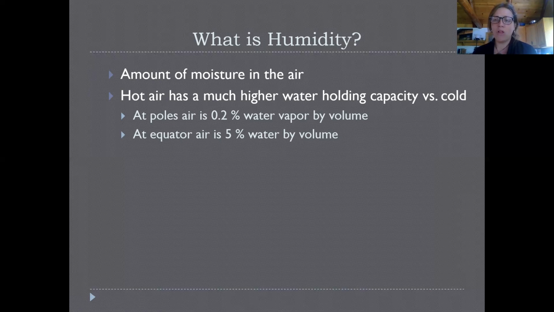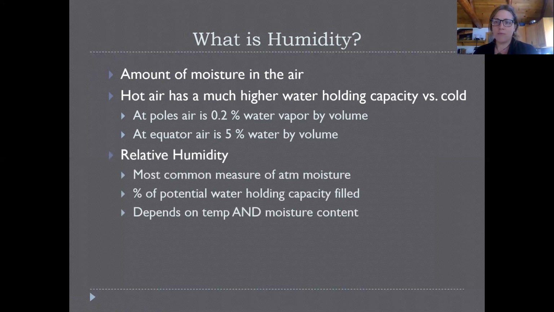So for example, up at the North Pole or the South Pole, there's about 0.2% water in the air by volume. The air is very, very dry there because the air is so cold that it can't really hold very many water molecules. On the other hand, near the equator, the air is almost 5% water by volume because it's so hot that it has the capacity, or has the energy, to hold lots and lots of water vapor. So it's a much, much more humid environment.